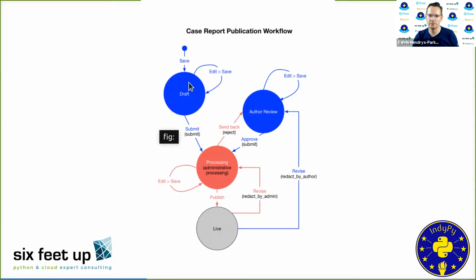So that's where you see the blue. The blue is going to be the author. The red is going to be an administrator. And when it's live, we actually have a different color down here, which means that no one can edit it technically. So it should be in a fairly immutable state unless it is redacted or requested to be revised by the author or an admin, which will put it into a state where, for example, we can allow editing of that item specifically.